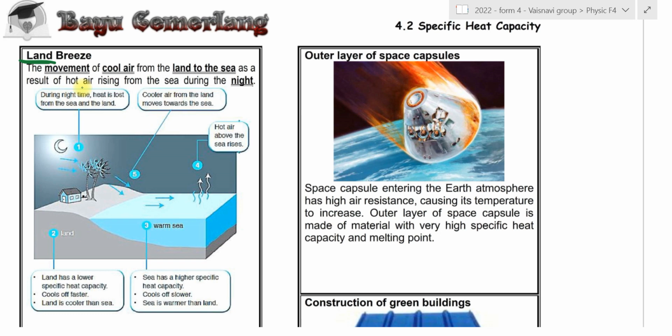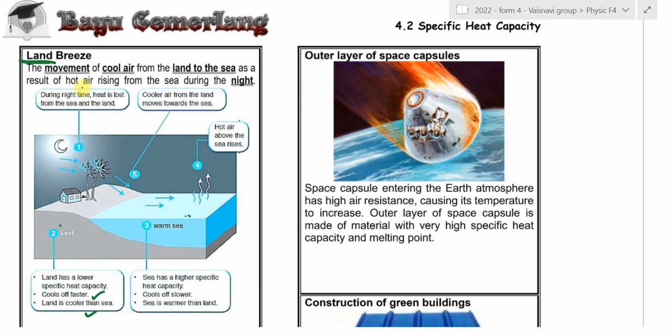Your land, which has a lower specific heat capacity, will cool off faster, while your sea, which has the higher specific heat capacity, will cool off slower. As a result, land is cooler than the sea. Or you can tell the sea is warmer than the land. Biasa untuk land breeze kita guna cool lah. Maksudnya land cool, maksudnya sea tu warm lah. Jadi, the hot air above the sea rises. The cooler air from the land move towards the sea to replace the hot air loss.